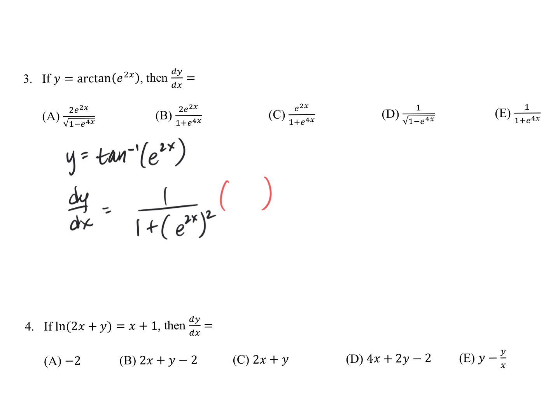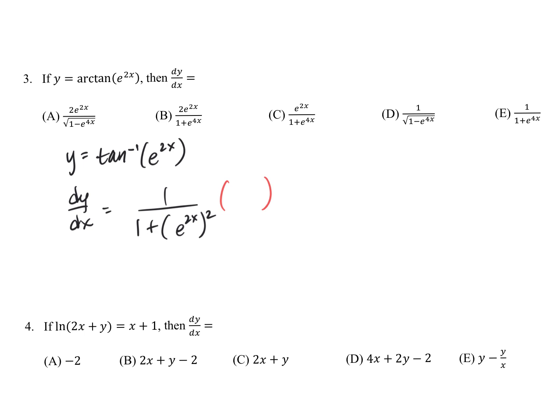Yeah, so, real fast, ready? It's 1 over 1 plus this angle squared times the derivative of this angle. Be careful. What's the derivative of e to the 2x? E to the 2x times another 2. E is like the gift that keeps on giving, isn't it? This was just bringing you down.